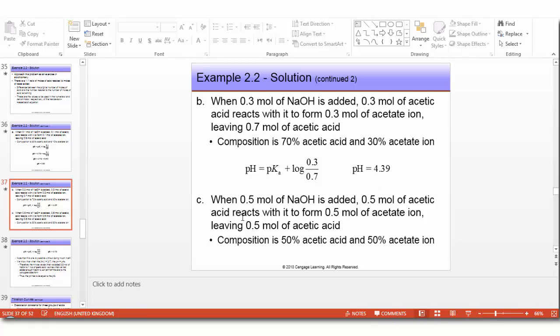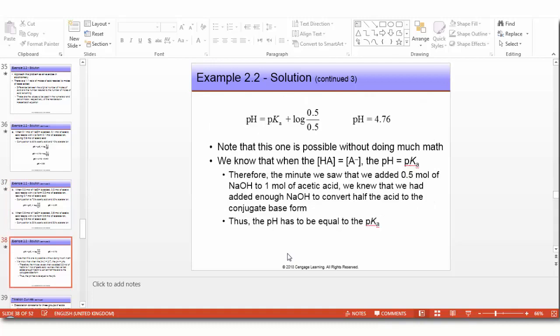Now, when 0.5 mole of NaOH is added, then 0.5 mole of acetic acid reacts to form 0.5 mole of acetate ion, leaving 0.5 mole of acetic acid. Now the composition is 50% acetic acid and 50% acetate ion. And now we apply the equation and we get the value of pH equal to 4.76. The pH also increases.